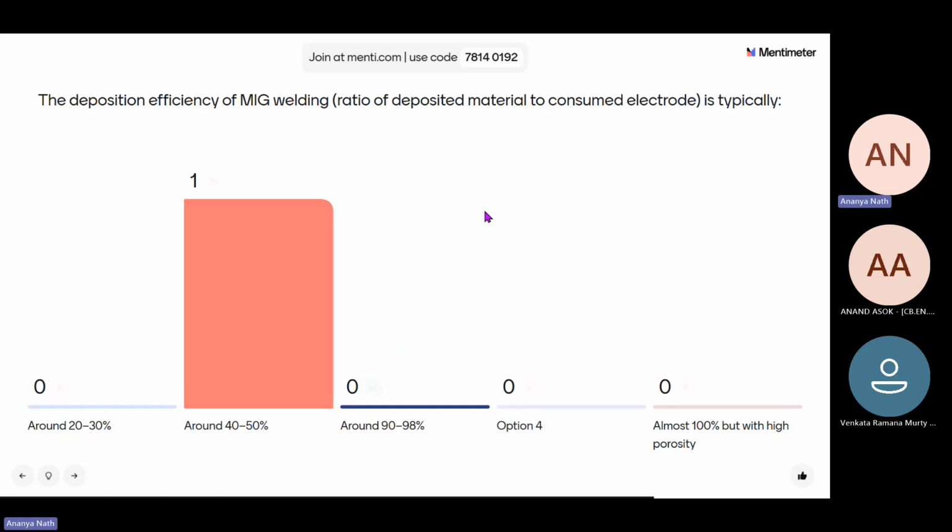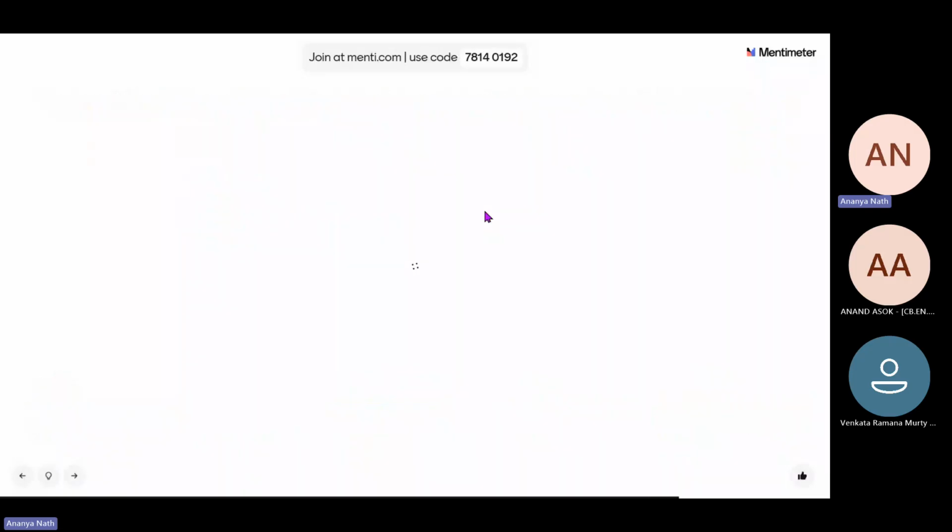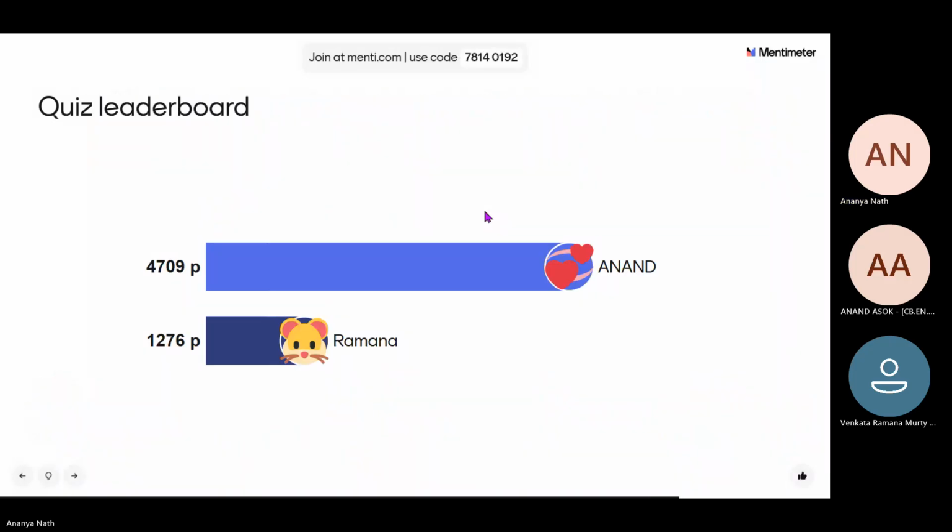The deposition efficiency is around 40 to 50%. It's wire based, that's why this much. When it's powder based, it's even 20 to 30%.